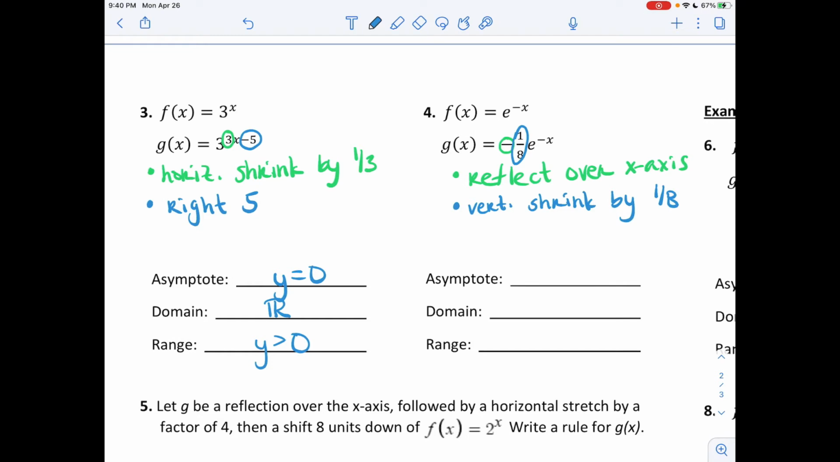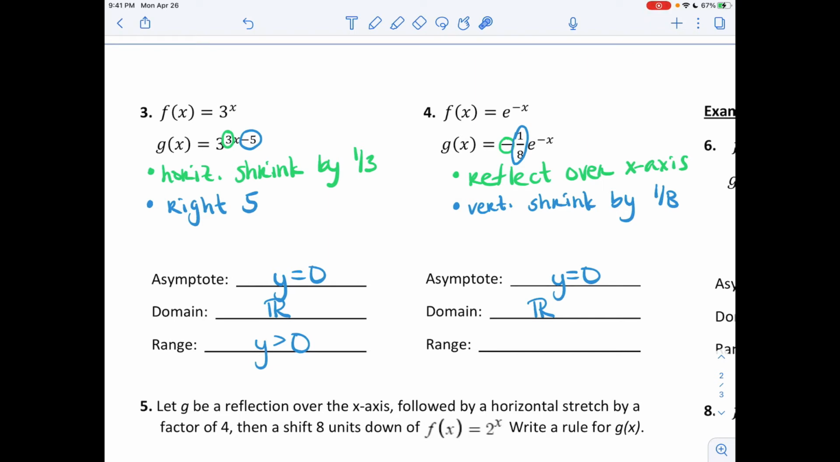Okay, so let's think about this. Have we done anything to move the asymptote? Have we moved our y values up or down? And the answer is no. So we are still at an asymptote of y equals 0. Domain is still all real numbers. But before we write our range, we have to think about one thing that we have done. We reflected over the x-axis. So that means that anything that was a positive y value before is now a negative y value.